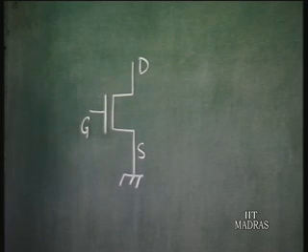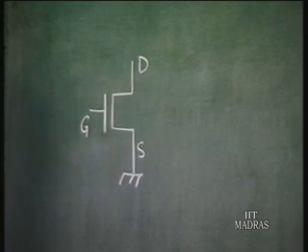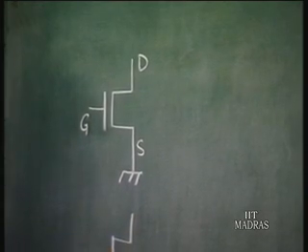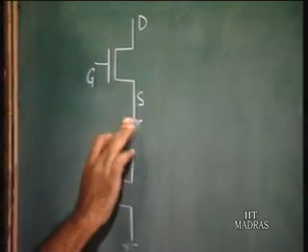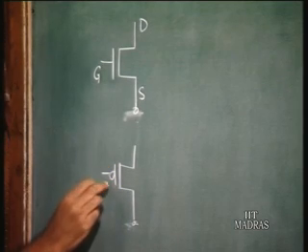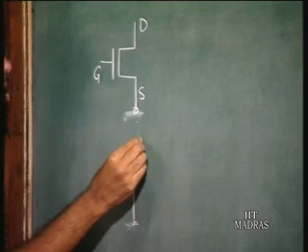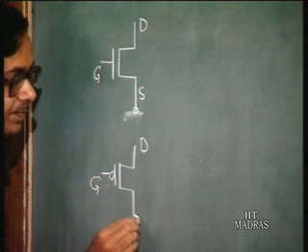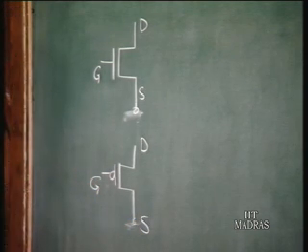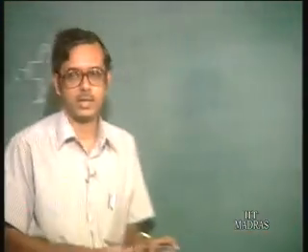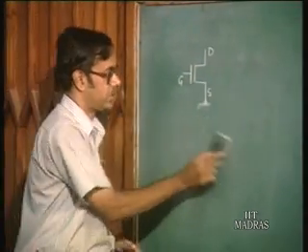For a p channel MOS transistor, we are going to have a bubble here which indicates that it is a p channel MOSFET. So, you have a drain, you have a gate, and you have a source. Anyway, we shall come to the p channel MOSFET later on. For the time being, we shall be using only circuits which contain n channel MOS transistors.